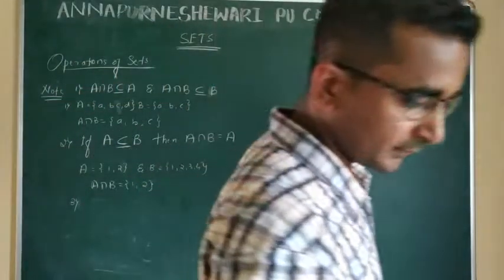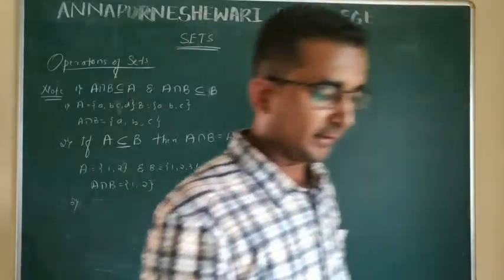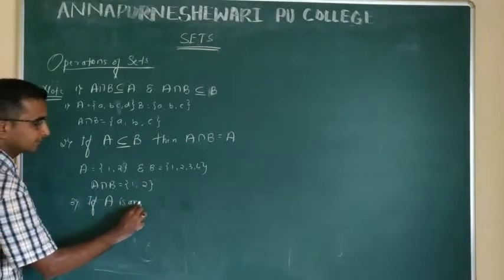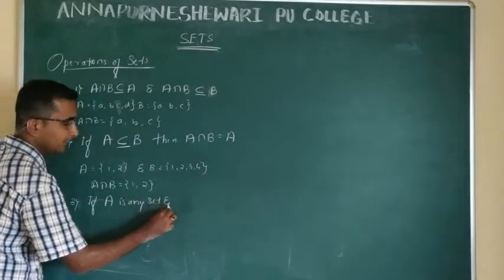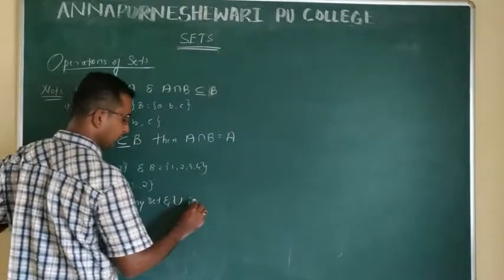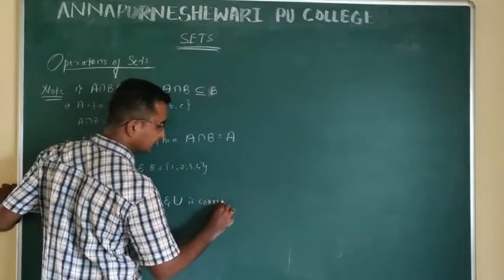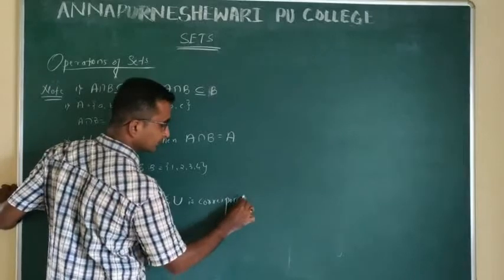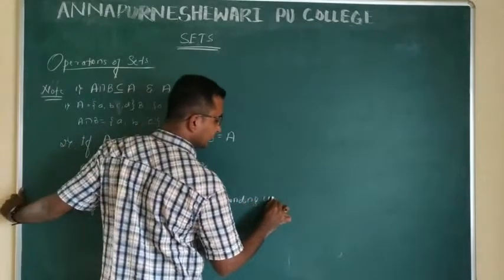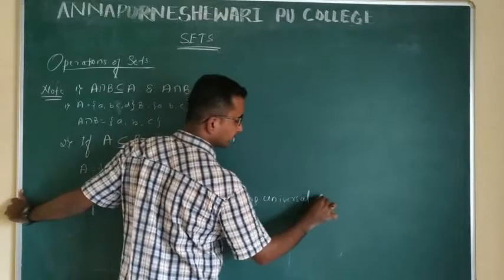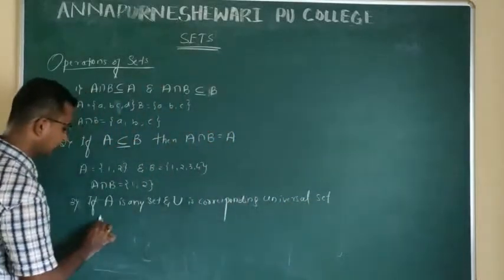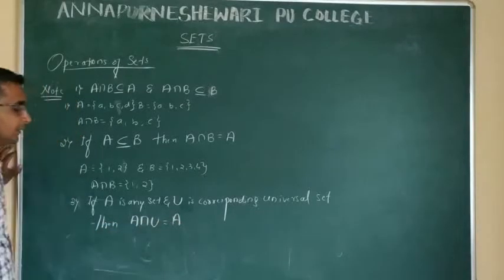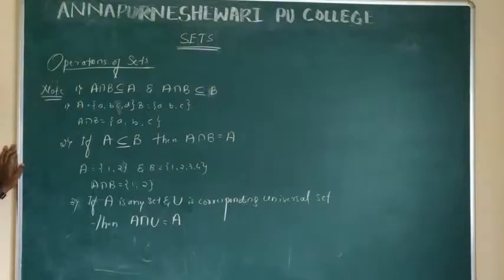The third one is about if A is any set, and U is the corresponding universal set, then A intersection U is again what you get?